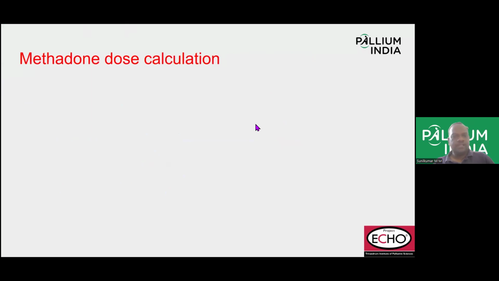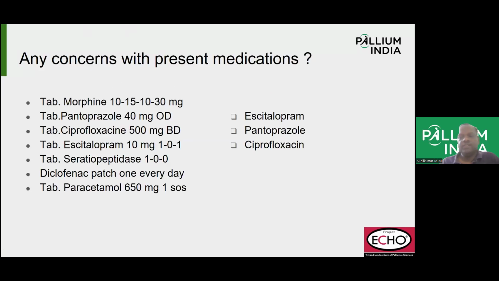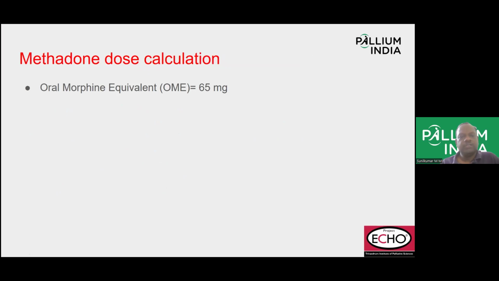First of all, we have to calculate the total daily dose of morphine he is taking. So it is 10, 15, 10, 30. That means 30 plus 10, 40, 55 plus 10, 65. So in total, it is 65 milligram of morphine he is getting.